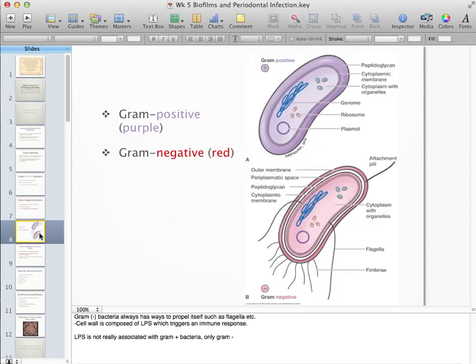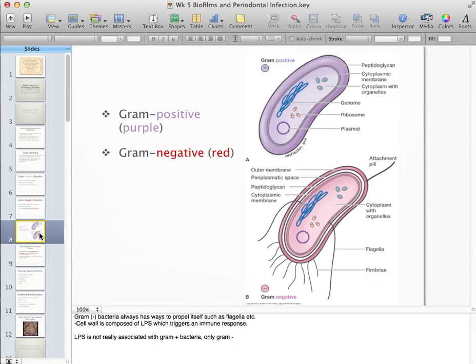So here's a little more in depth about that. Again, you have gram-positive, which is friendly bacteria, and gram-negative, which is red, bad bacteria. Now, gram-negative bacteria, they are scary because they have little propellers, such as flagella, and they can move themselves around. They're mobile. Their cell wall is also composed of LPS, which triggers an immune response. LPS is lipopolysaccharides, I think, something like that. LPS itself is not really associated with gram-positive, it's only associated with gram-negative.